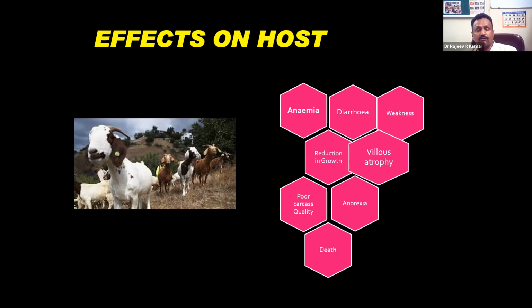We mainly rear goats for the purpose of meat production. If our animal gains more weight, then we can sell it at maximum cost. Then poor carcass quality, and last, if we do not treat the animals on time, then death will also ensue due to this parasitic infection. That's why it is important.